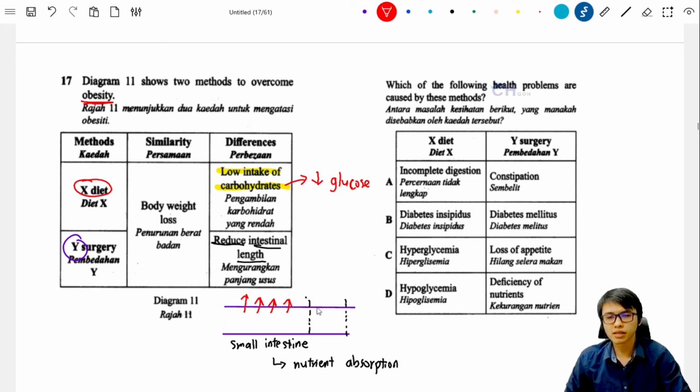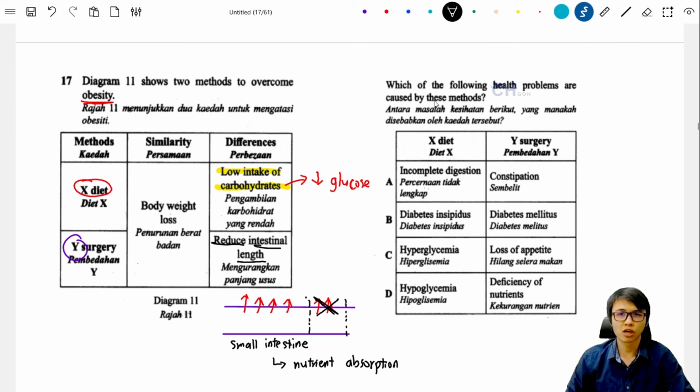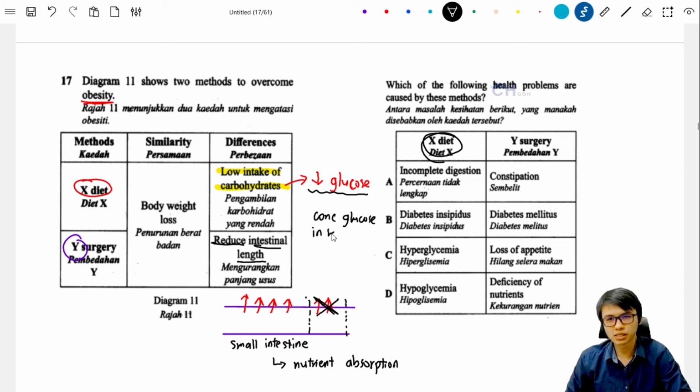So by cutting the small intestines, nutrient absorption will be reduced because the length of the intestine is being reduced. Alright, so let's look at the questions. Which of the following health problems are caused by this method? Now, on this diet, since we are taking less glucose into our body, eventually the concentration of glucose in blood will be reduced, and this will cause a disease called hypoglycemia.